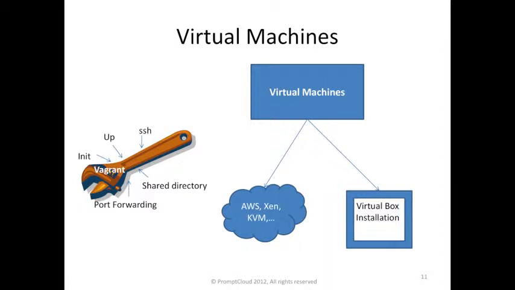For example, the whole of EC2 is built using Xen. And then there's Vagrant, which is more of a wrapper around VirtualBox, and it allows you to configure VirtualBox in a headless way. You can do init, up, and SSH. These are three commands, and it brings up the instance, and you can SSH inside that.